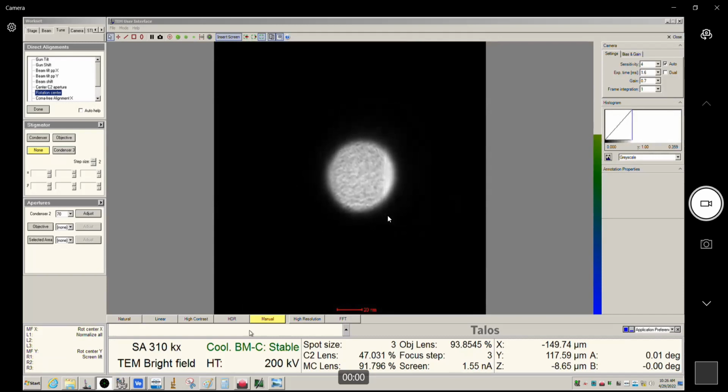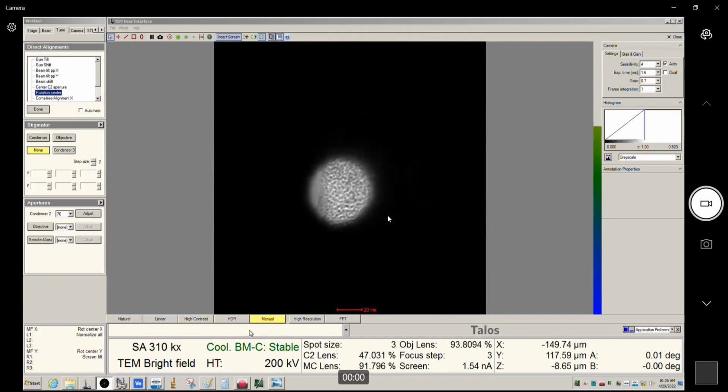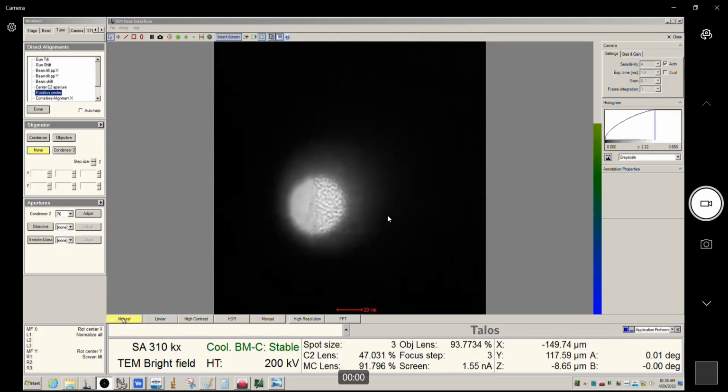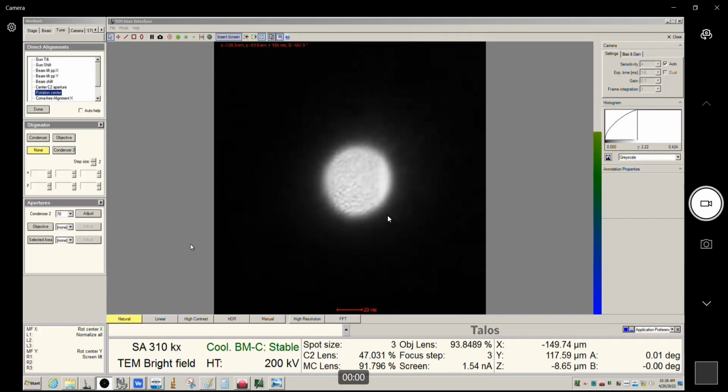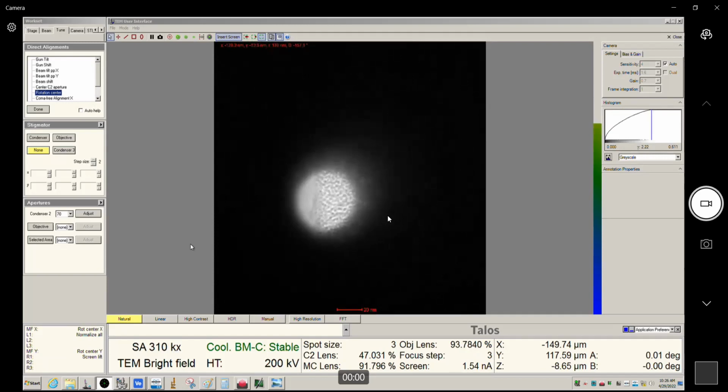You don't have to go all the way to crossover, but you want to converge the beam fairly small here. Now I'm going to use my focus knob, the inside focus knob, and defocus the beam, so I'm going counterclockwise here. I had to change the flu screen view here, from linear to natural. Let me go back so you can see where I was. This is about where I was. If I go counterclockwise.